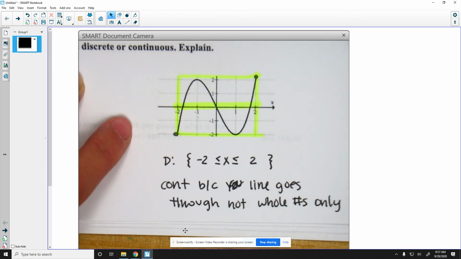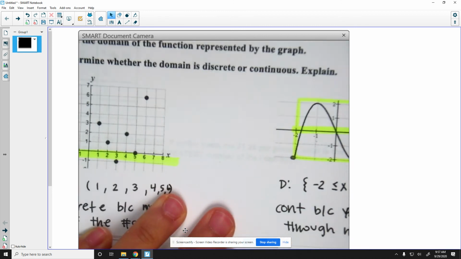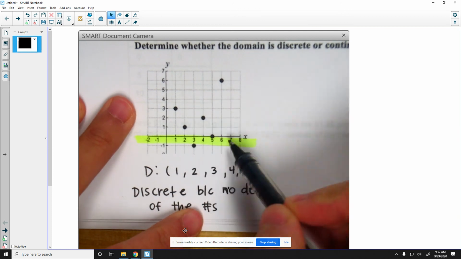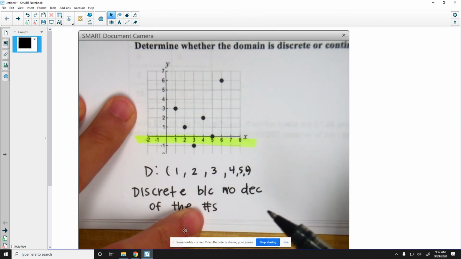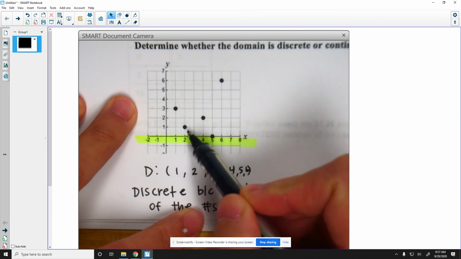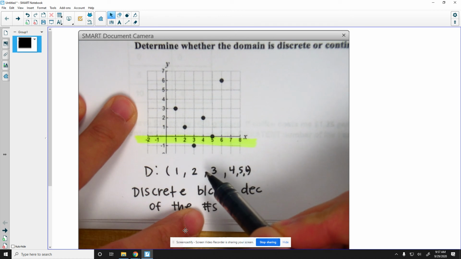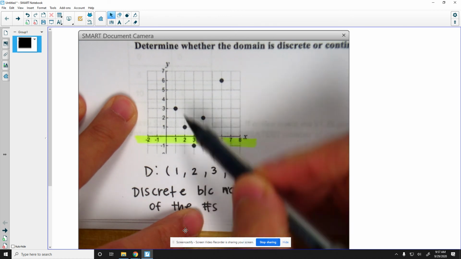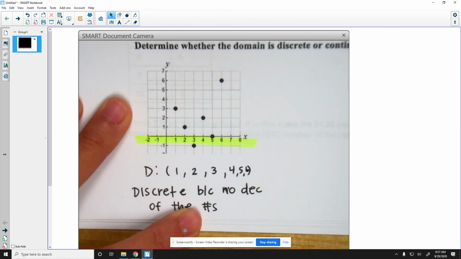Yes, Tessa? If it was like separate dots like the last one, could it still be continuous? Good question. If it were just separate dots, then it could not be continuous, because it's telling you that it's only at this dot and this dot and this dot. So it's not continuing on in between. Basically, that's what continuous means.